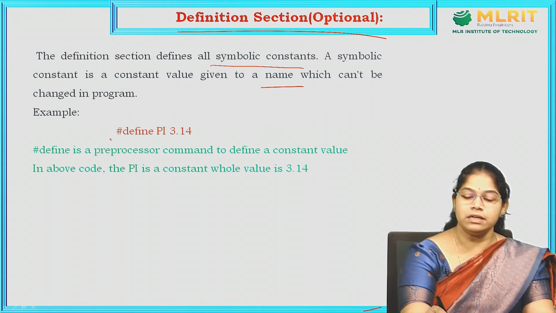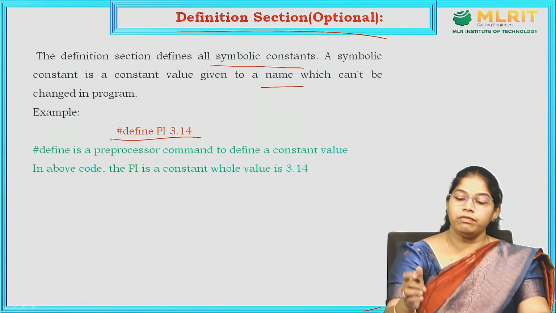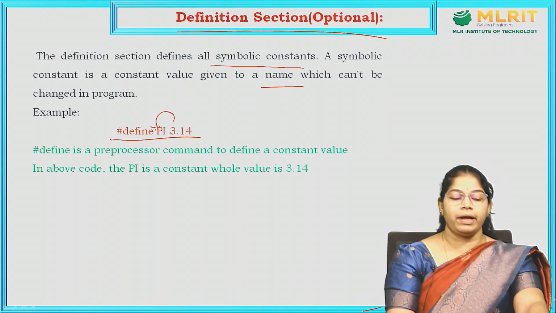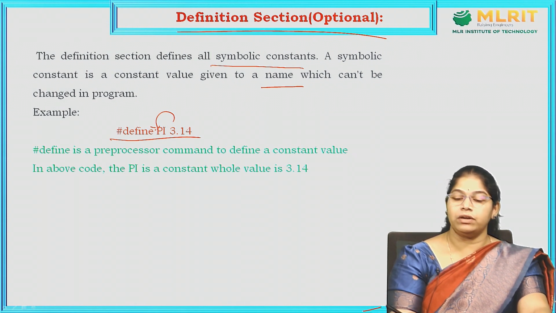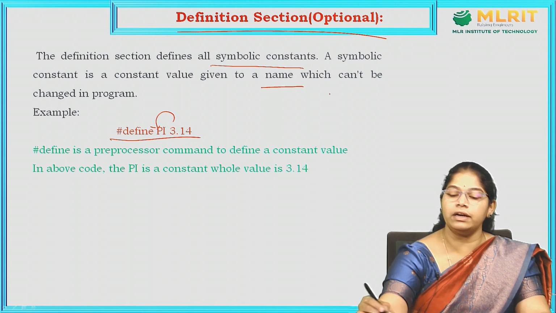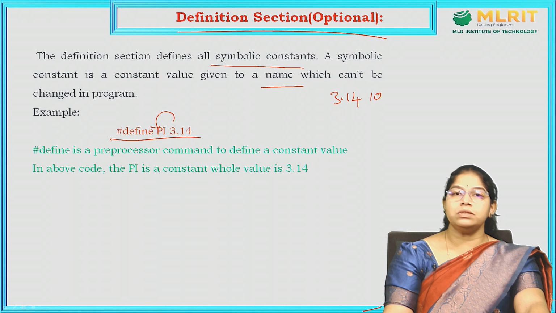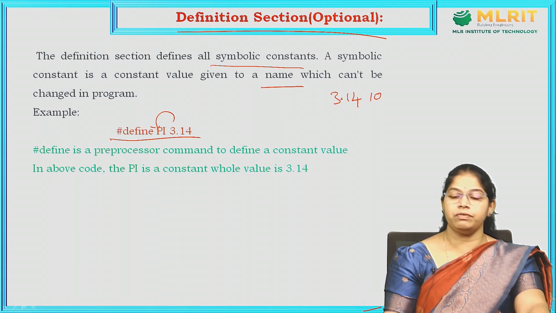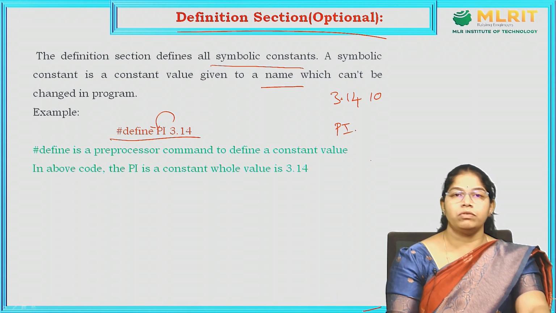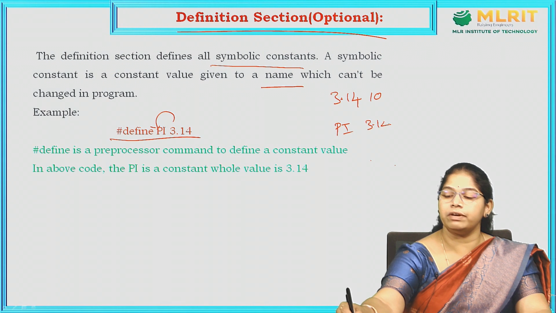Let us consider an example, #define PI 3.14, where 3.14 is the constant value given to PI, and PI is the identifier here. Whenever we are using 3.14 ten times in my program, instead of writing 3.14 ten times, we can write PI. So the compiler automatically substitutes the PI value as 3.14.